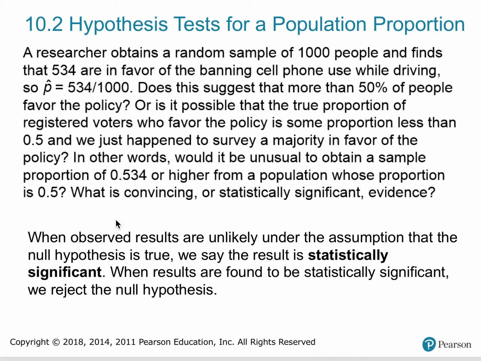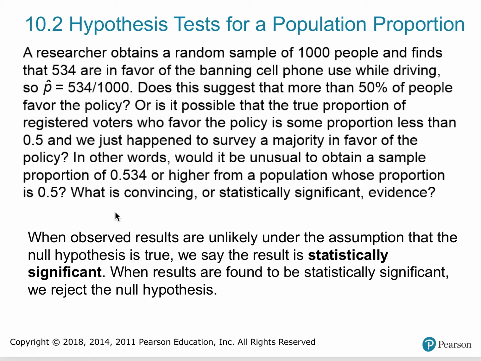Or is it possible that the true proportion of registered voters who favor the policy is some proportion less than 0.5, and we just happen to survey a majority in favor of the policy? In other words, would it be unusual to obtain a sample proportion of 0.534 or higher from a population whose proportion is, in reality, 0.5?